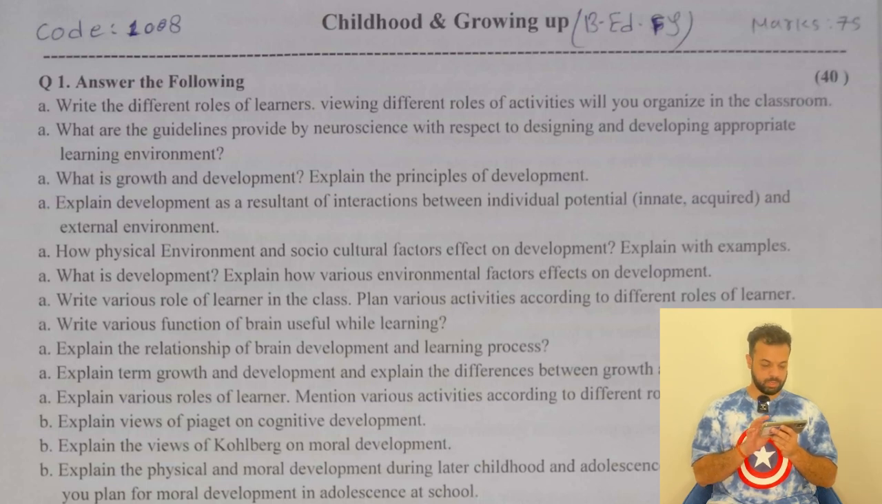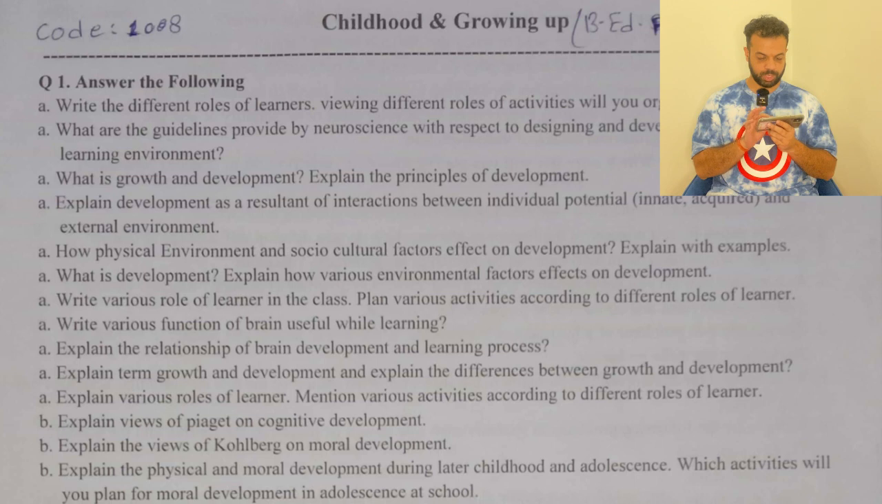Next part is: write various functions of the brain useful while learning. Next is: explain the relationship of brain development and the learning process, right? Now the next part which is given is: explain the terms growth and development and explain the difference between growth and development. Next part is: explain various roles of learners. Mention various activities according to different roles of learners.